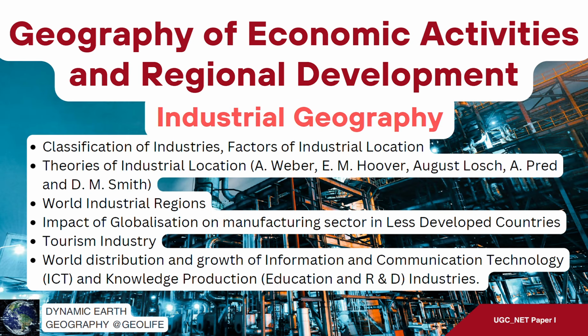So then the next subheading is industrial geography, which includes classification of industries, factors of industrial location, and then theories of industrial location like those proposed by Alfred Weber, E.M. Hoover, Augustus Lösch, Alfred Predöhl and D.M. Smith. Then world industrial regions and clusters, then impact of globalization on the manufacturing sector in less developed countries, tourism industries, and world distribution and growth of information and communication technology, that is ICT, and knowledge production, that is education, and R&D, that is research and development industries.